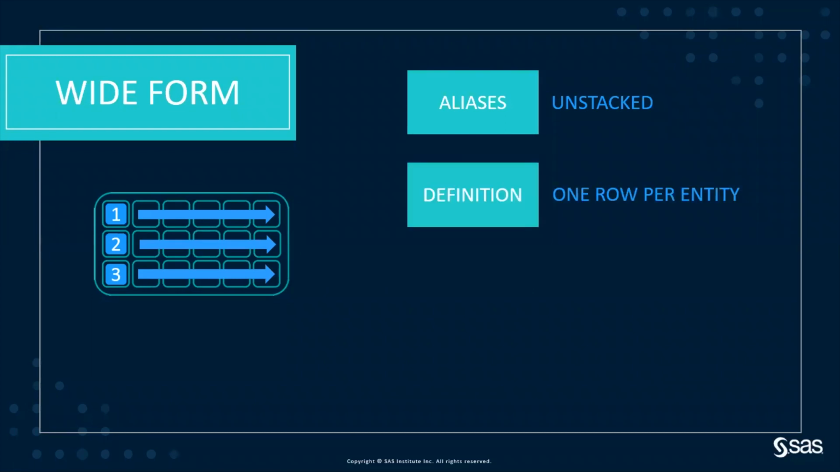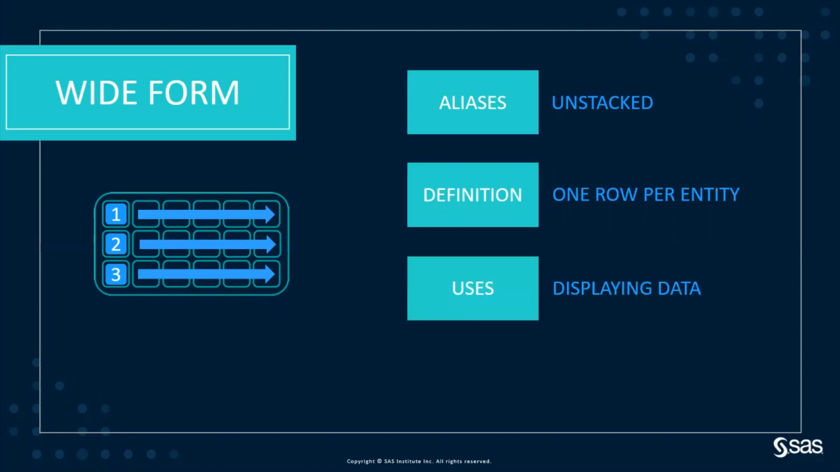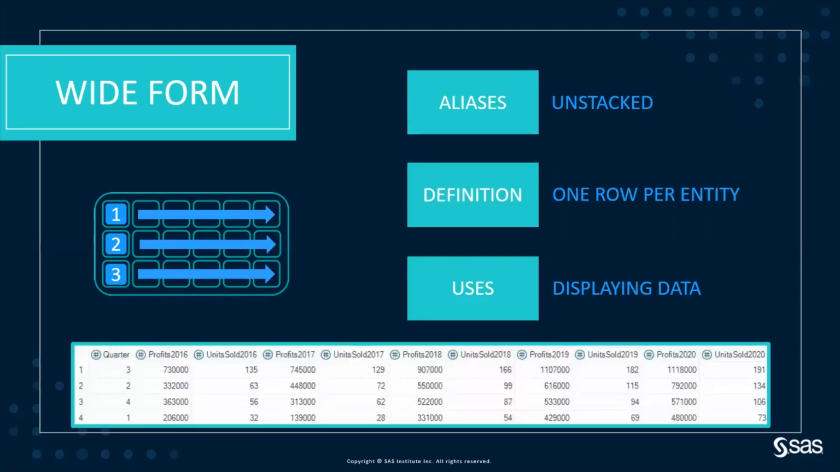With the wide data, we see all of the information about each entity on a single row. This is ideal for visualizing the data in a listing report. The AC sales data uses each quarter as an entity, and all of the information for profits and units sold for each year represents a column in the table.